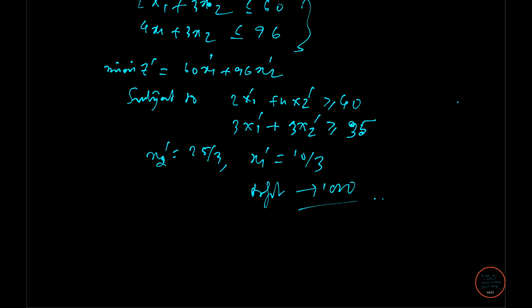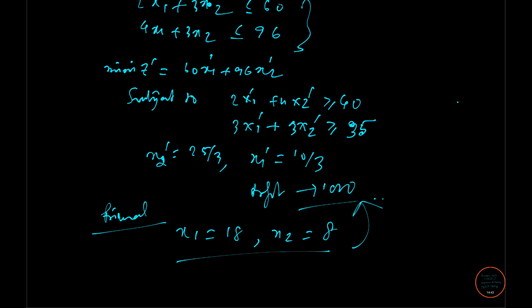Now coming to the economic interpretation. The optimal solution of the primal indicates producing 18 and 8 units per week. If we solve the primal over here, that will give you x1 equal to 18 and x2 equal to 8, but the profit will still be 1000. So the primal says the firm can produce the same amount of profit even by producing less.